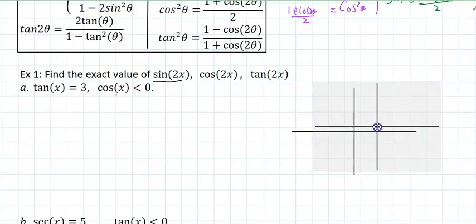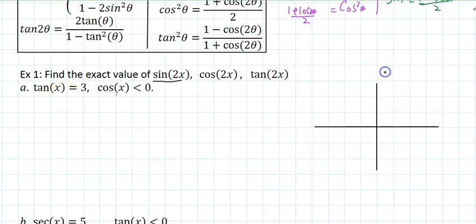is the triangle. If tangent is positive, that's going to happen in quadrant 1 or 3. Cosine is negative in quadrant 2 and 3. So the triangle must be in quadrant 3. This is over 1. Tangent is the opposite, there's theta, over the adjacent. And I know both of those are negative. And the hypotenuse would be the square root of 10.